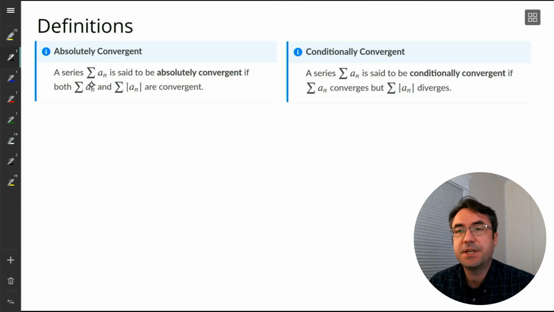So we say a series sigma an is absolutely convergent if both sigma an and sigma absolute value an are both convergent. Now, what happens if this absolute value series diverges? Well, then we say our series is conditionally convergent. So we say a series sigma an is conditionally convergent if it converges, but that absolute value series diverges. So we have these two definitions, absolutely convergent and conditionally convergent.